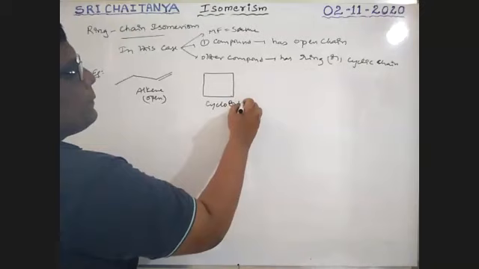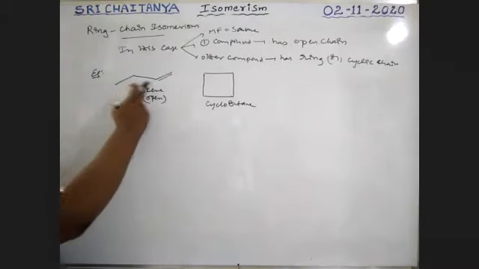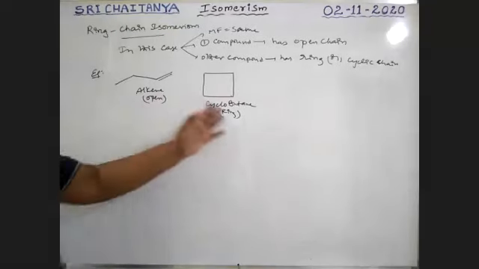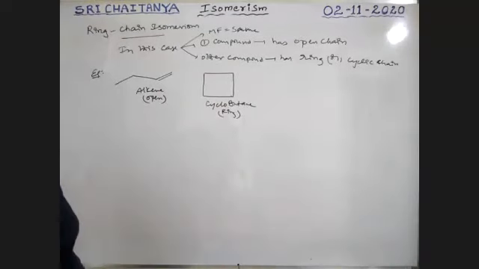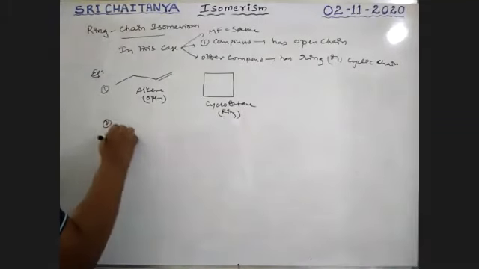Cyclobutane, okay, it is open chain, ring end. Open chain, ring. That is why it is ring chain isomerism. These two are considered as ring chain isomers. Next, second example.